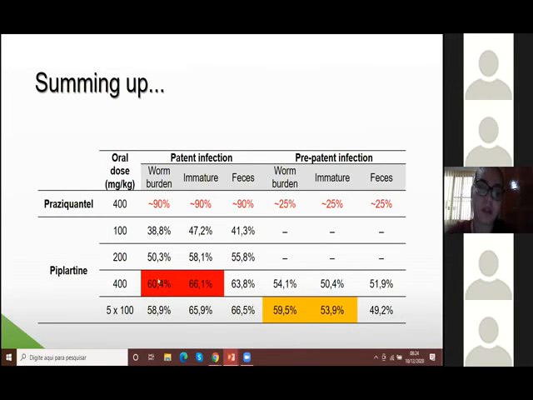Piplartine is not as good compared to praziquantel, but it's good for the disease because, in comparison to protozoal disease, where we have replication of the parasite in the definitive host, in schistosoma we don't have this replication. So reducing the burden around this level is good, not as a gold standard, but it's good.